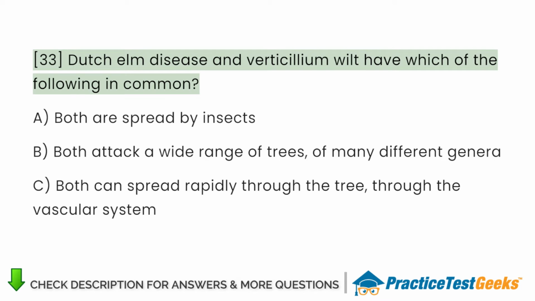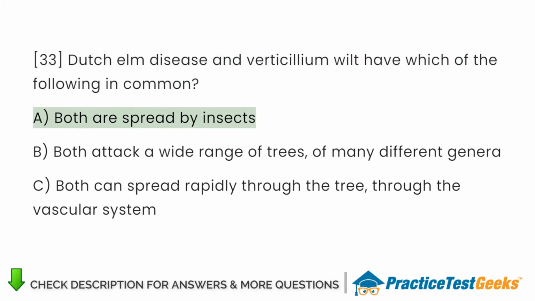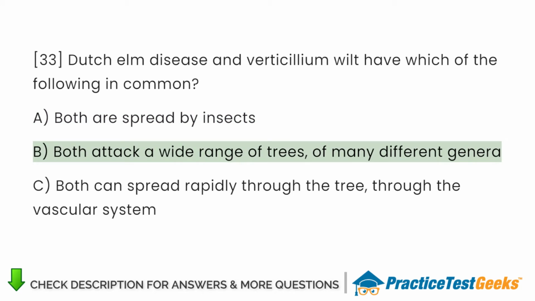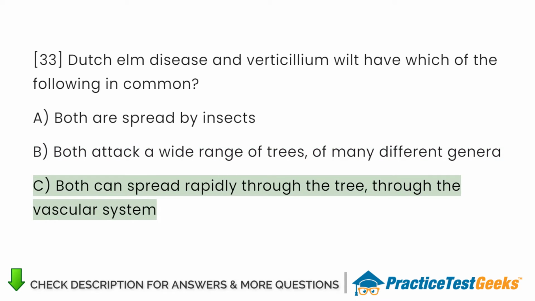Dutch elm disease and verticillium wilt have which of the following in common? A. Both are spread by insects. B. Both attack a wide range of trees, of many different genera. C. Both can spread rapidly through the tree, through the vascular system.